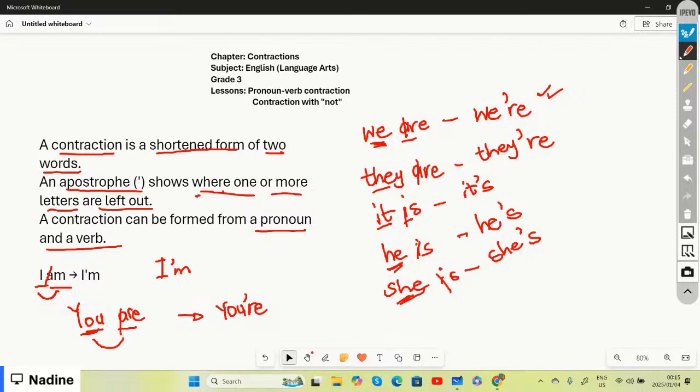And those are examples of contractions. We make pronoun verb contractions and we say that the pronoun stays the same. And then we basically shorten or we remove or leave out letters in the verb. Well done.